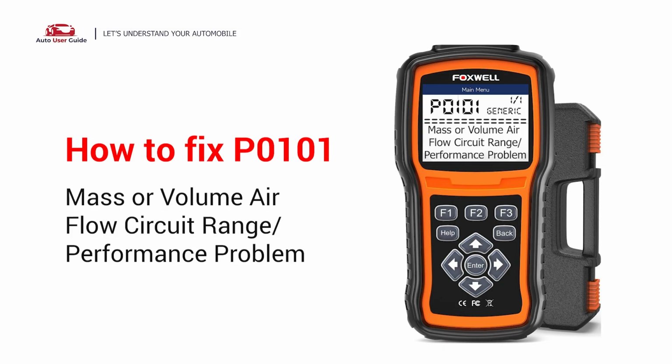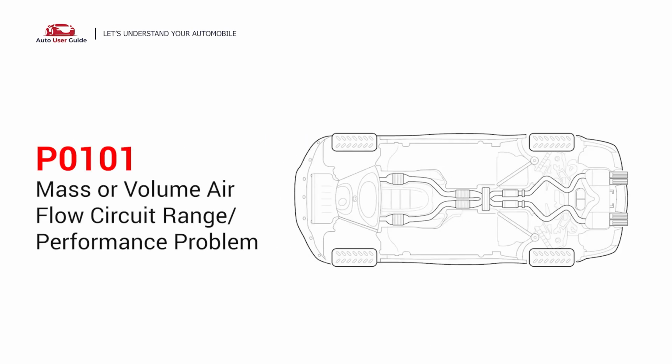If you are getting a P0101 error code, this video is going to show you two practical solutions to fix the error code at home. This means that the Engine Control Module, ECM, detects that the MAF sensor is providing inconsistent or out-of-range air volume readings. Under this circumstance, stop driving and repair your vehicle immediately.